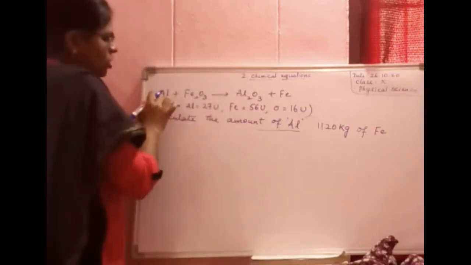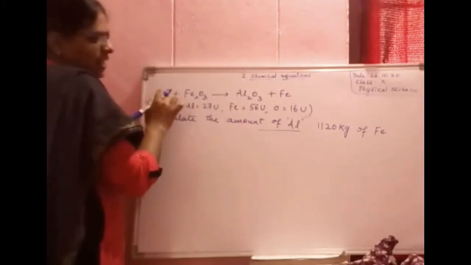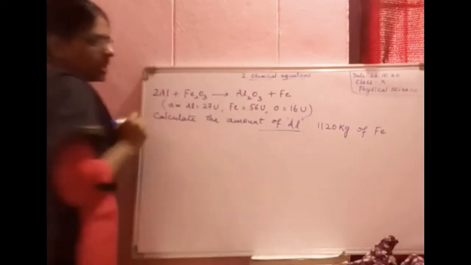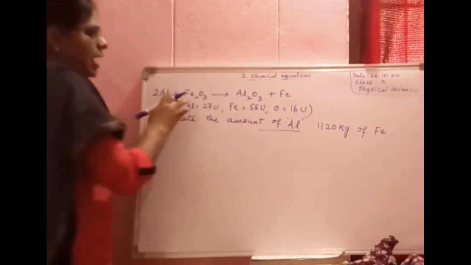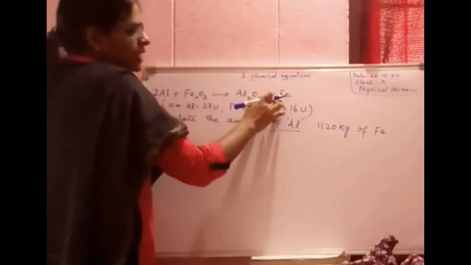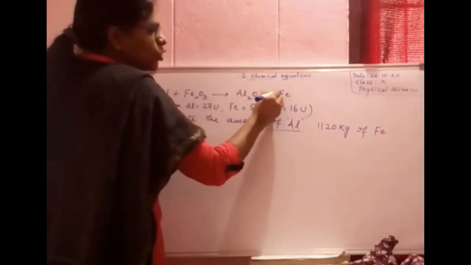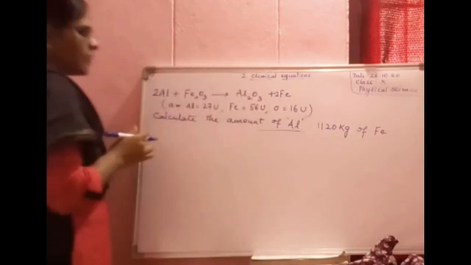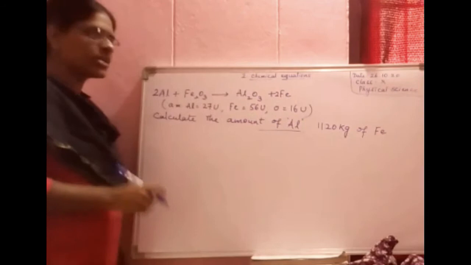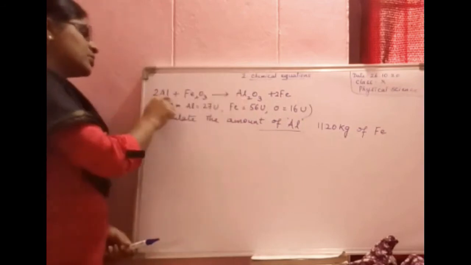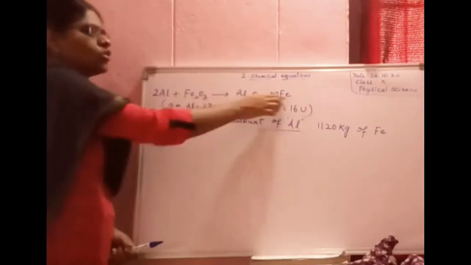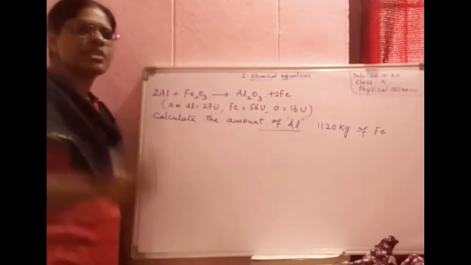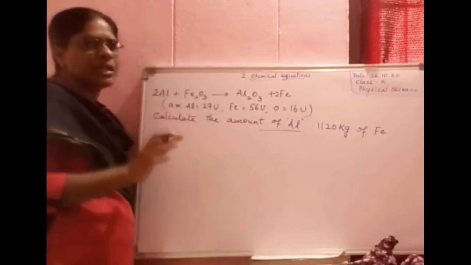Look at here, how to do it. How many aluminiums are there on LHS? Single. Here, 2. Hence, I need 2 aluminiums on the LHS side. Iron is 2, but here only a single iron is there. Hence, 2 iron. Oxygens are 3 and 3. Everything is balanced. So, 2 aluminiums, 2 iron, 3 oxygens. Like this, you need to balance the given chemical equation.